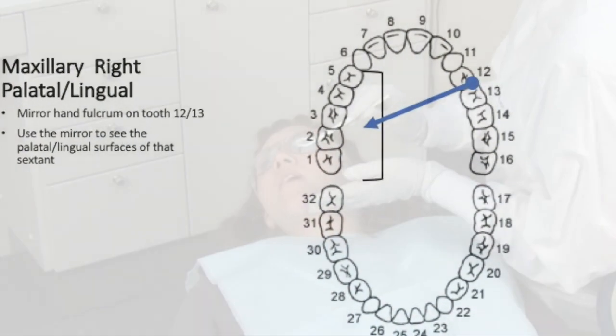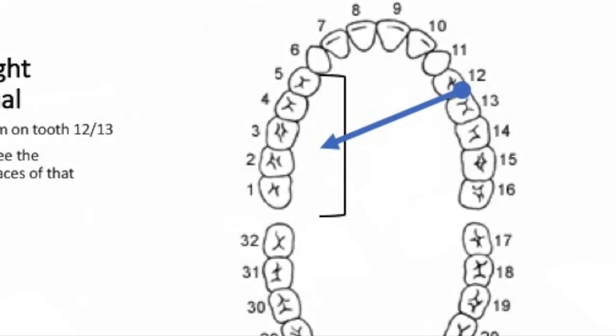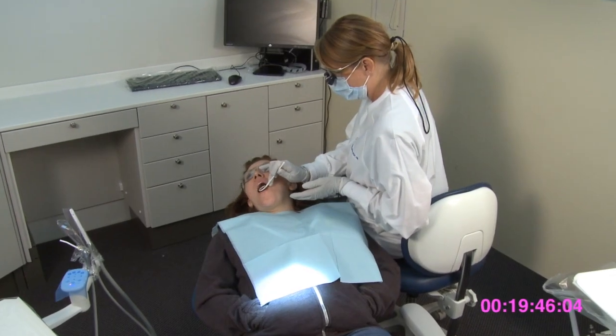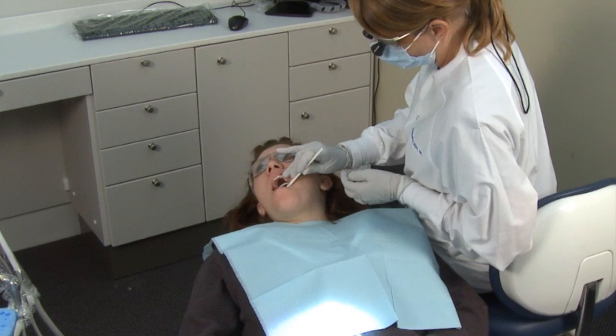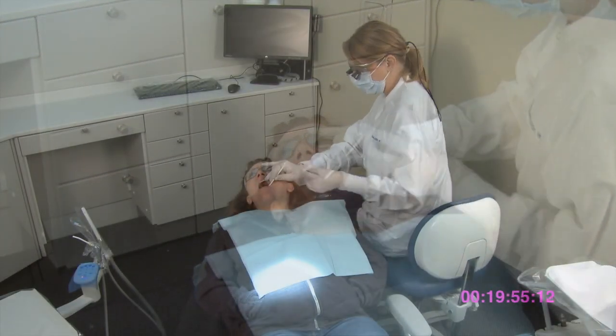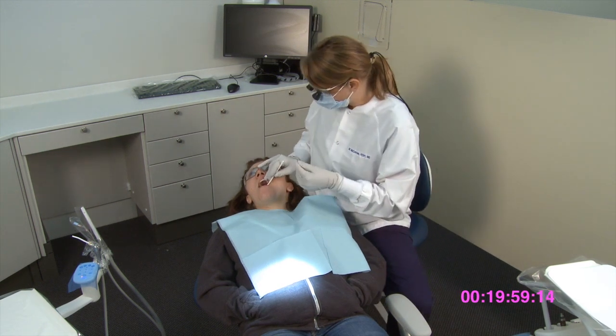Maxillary right lingual. The mirror fulcrum is on the left premolars. The patient is turned away from you with the chin elevated. This is an option spot. The clinician can sit at 4 o'clock or straddle the chair sitting at a 3 o'clock position.